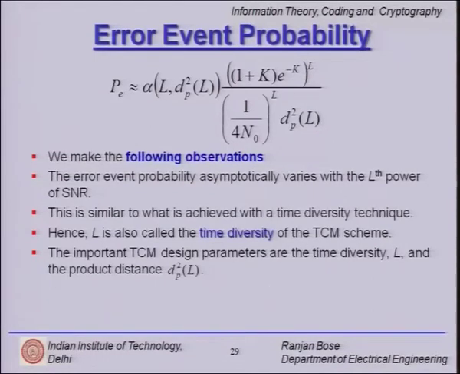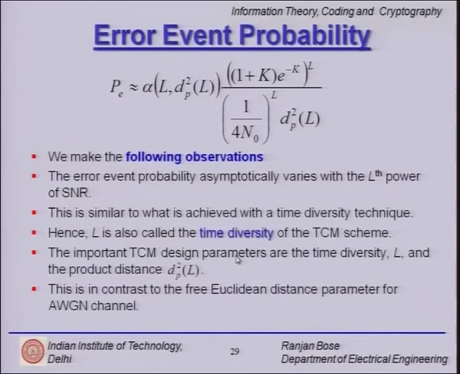So, we will use them for our design or comparison of two TCM schemes in a fading channel. Please note, we are not talking about d free. There are two different parameters that we have come across: one is the time diversity L and the other is the product distance dp squared. This is in contrast to the free Euclidean distance parameter for the additive white Gaussian noise channel. So, what works for a fading channel may not work for an AWGN channel and vice versa.